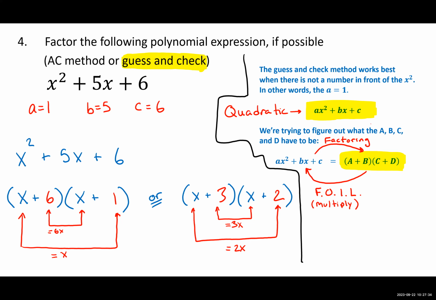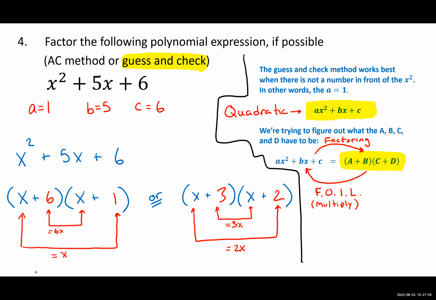In this case, for guess and check, you don't want there to be too many options. Some problems there'll be 12 or 15 or 20 different options. Here there's only 2, because we know x times x equals x squared. There's no wiggle room there, but there's 2 ways to make the number 6: 6 times 1 or 3 times 2.